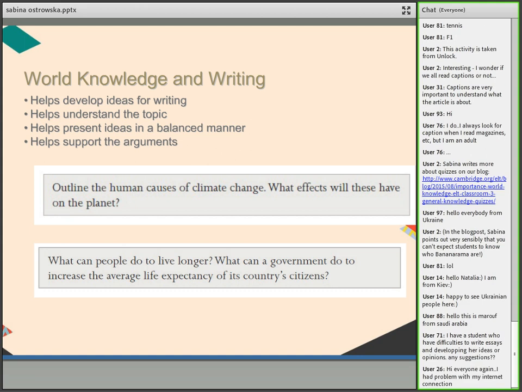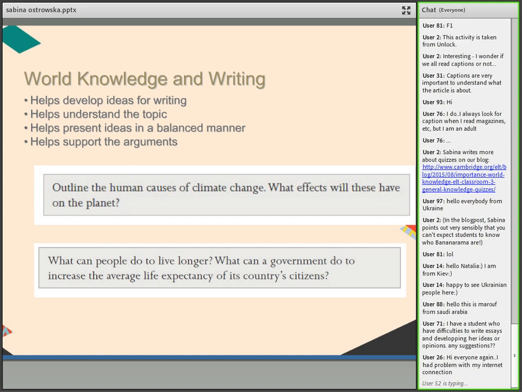Anyone, I think, would need to read a little bit before they can answer this question. Of course, we can all provide some first ideas that come to our head, but it's very important to allow students to digest the topic, to think about it, to read about it. Or the other topic here, what can people do to live longer? What can a government do to increase average life expectancy of its country's citizens?